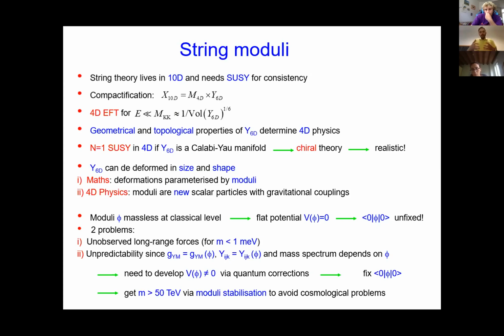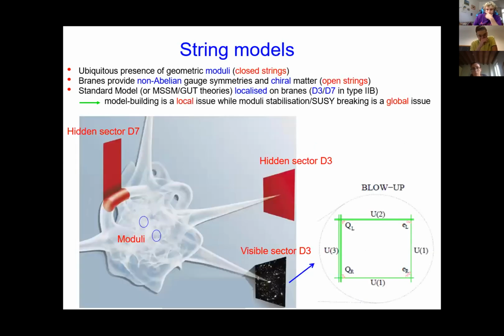So when they decay, they would dilute everything that has been produced before. And so one gets this very strict bound of 50 TeV by imposing that they do not decay before Big Bang nucleosynthesis. So that's an important bound also for axion physics, because we will see that they have some important consequences for axions.